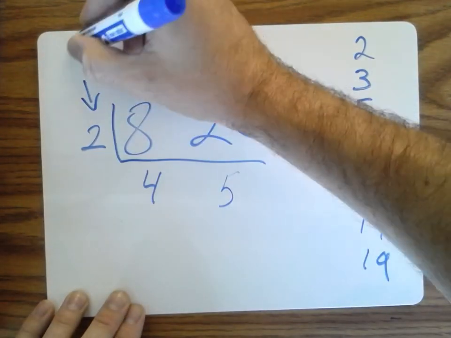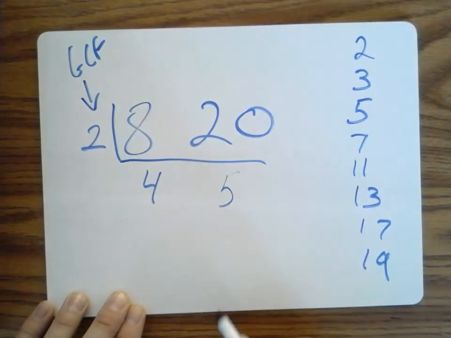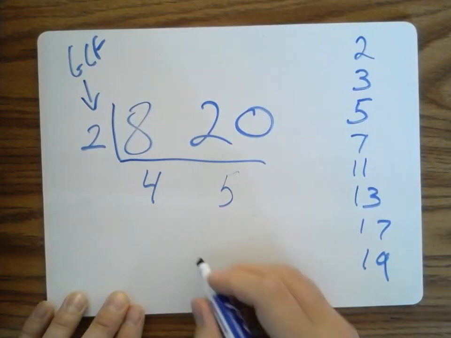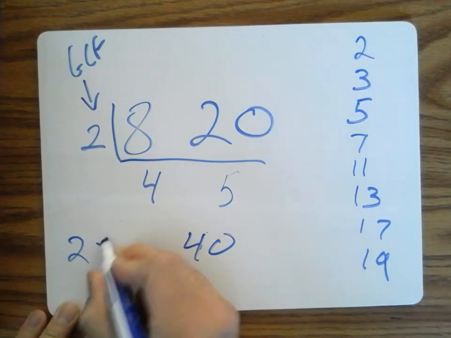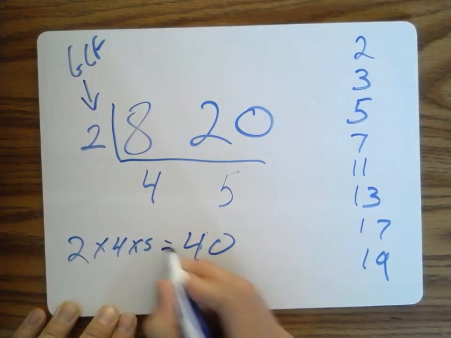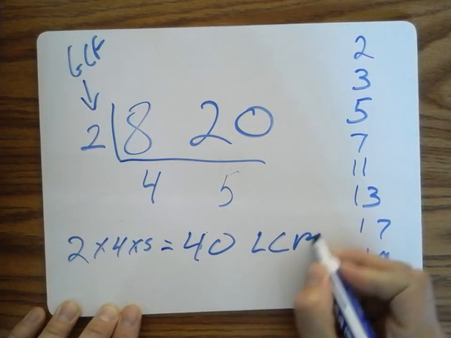Here's your greatest common factor, 2. And 4 times 5 times 2, or 40, right? 2 times 4 times 5 is 40, which is your least common multiple.